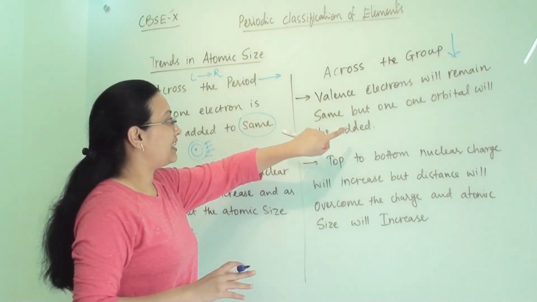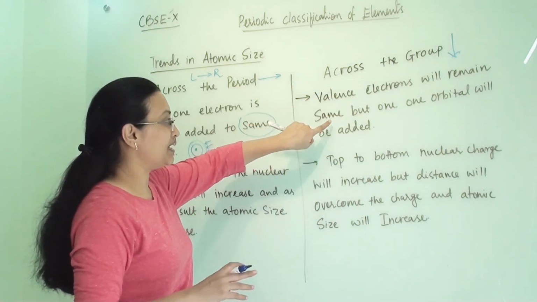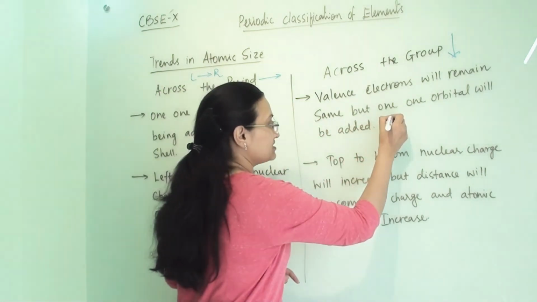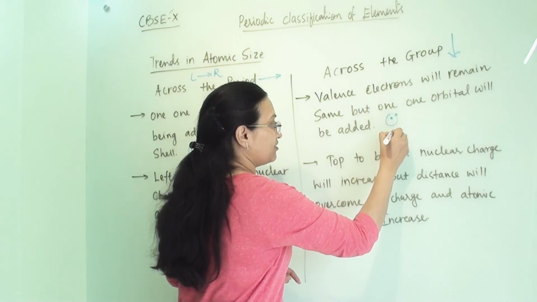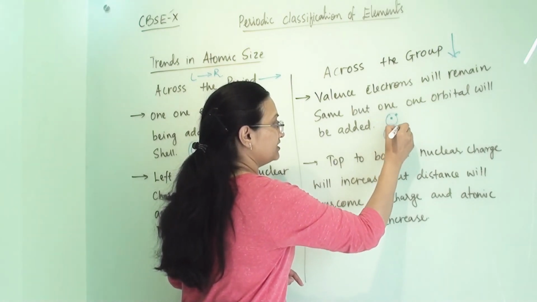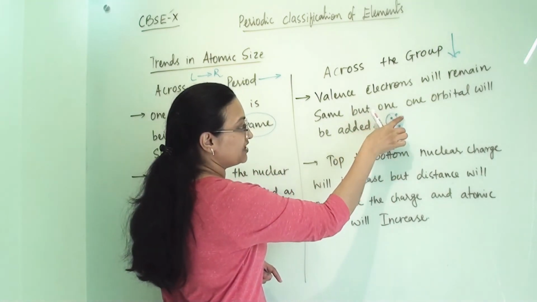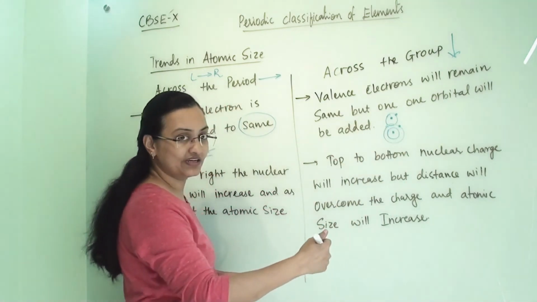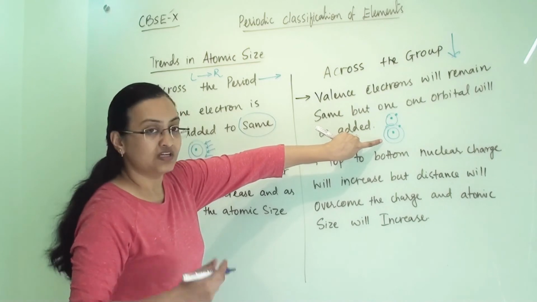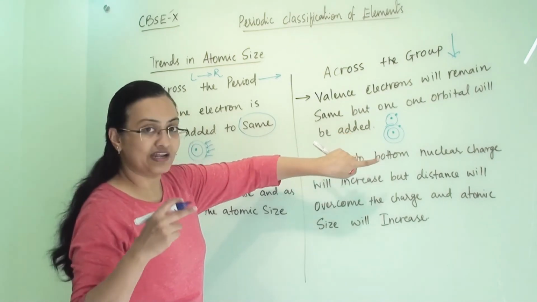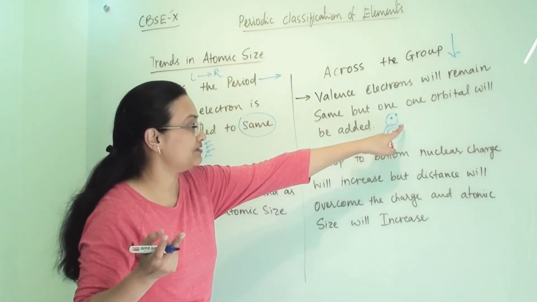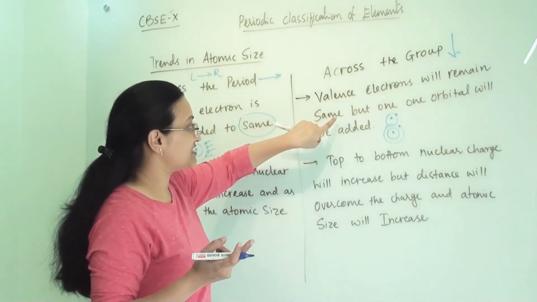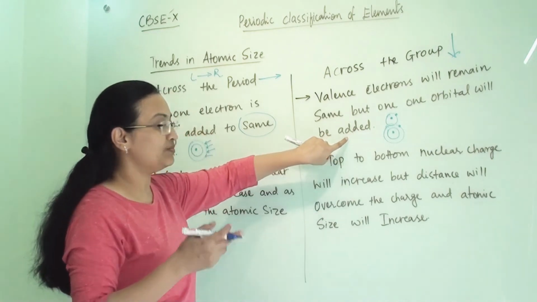Across the group, what will happen? The valence electron will remain the same, but one orbital will be added. If we are talking about the first group, there is one shell with one electron, then 2 shells with 1 electron as valence electron, and at the third element 3 orbitals will be there, and in the last shell 1 electron. So the valence electron will remain the same, but one orbital will be added.